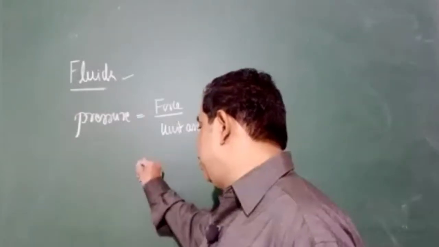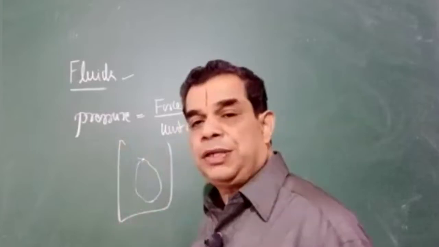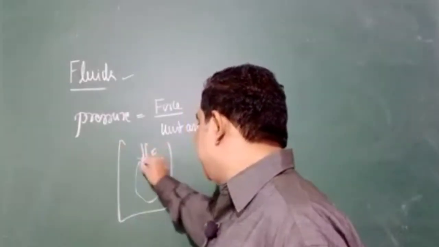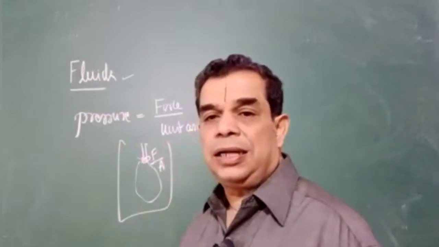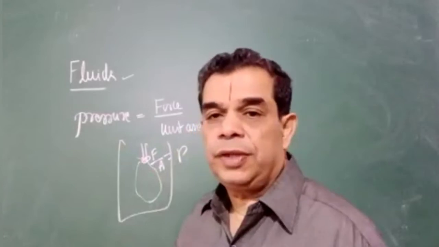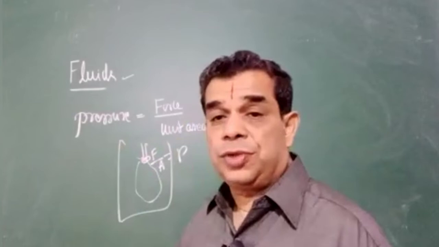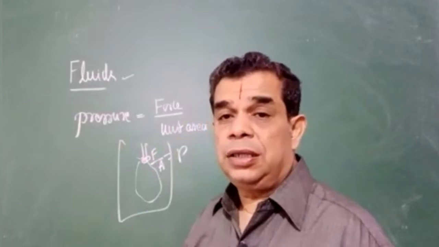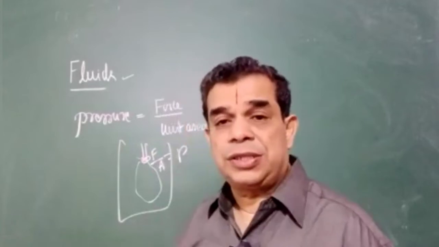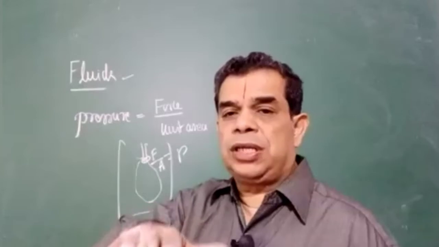Say if I have some object inside the water, how much pressure at this point means how much force is acting on it divided by the area on which you are calculating, F by A. That is what we call pressure. And also observe one more important thing: when you dip your hand or keep any substance inside the water at a level, pressure is always the same.